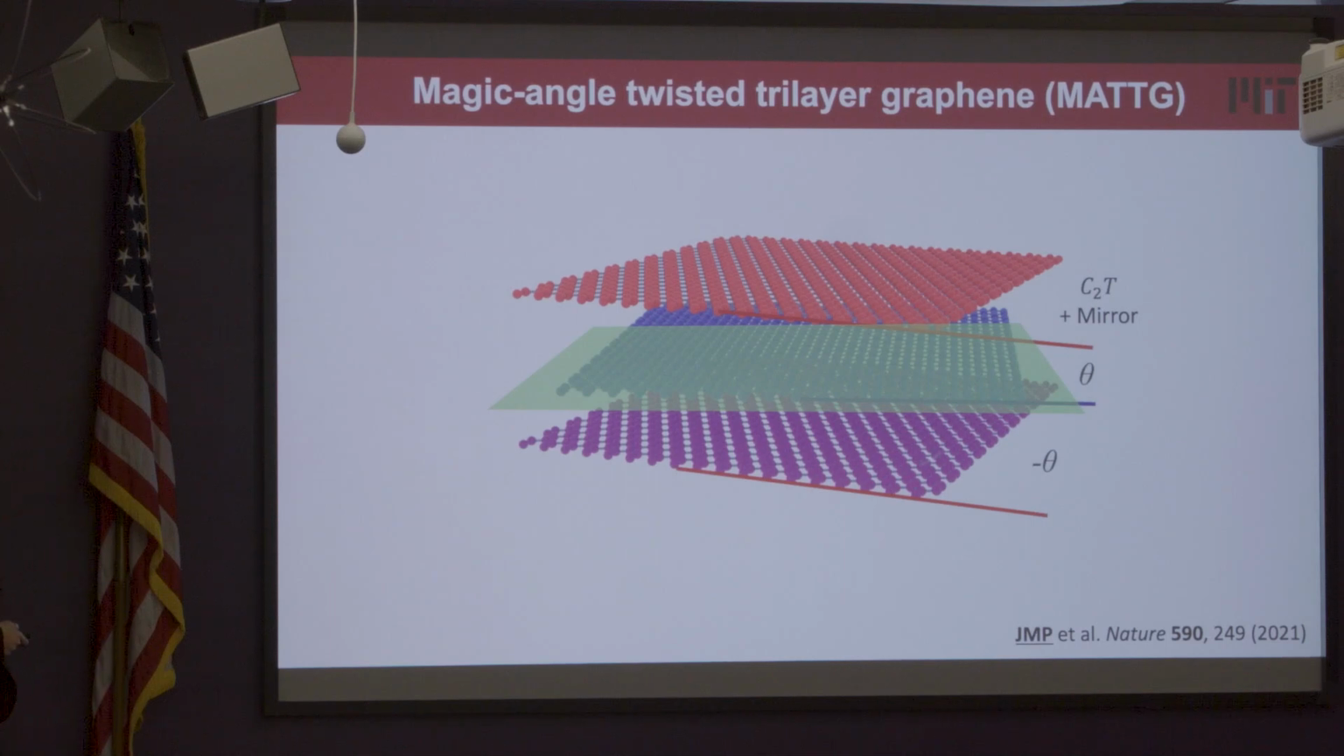So this twisted trilayer graphene structure that's twisted in this alternating fashion is one of the very few systems that actually preserve the C2T symmetry of graphene. And I call this magic angle twisted trilayer graphene. Why is this magic, and why did we choose this system to answer the previous questions? You will see the answers in the next few slides.